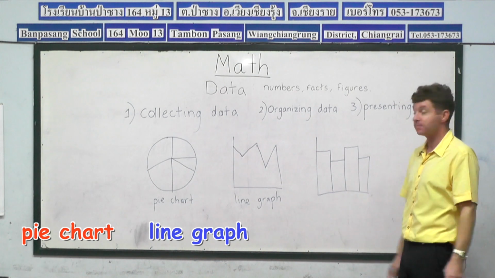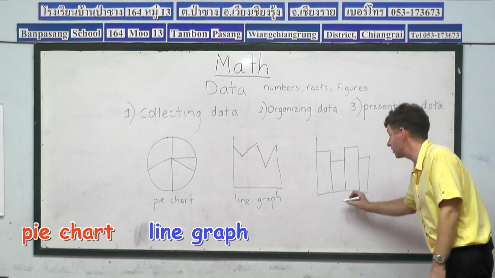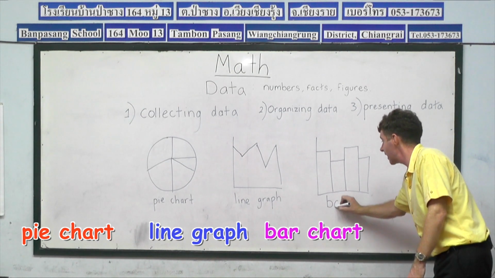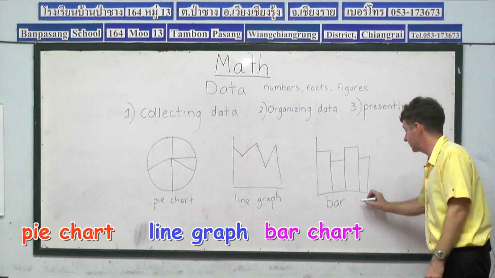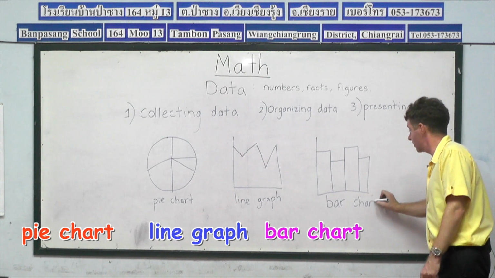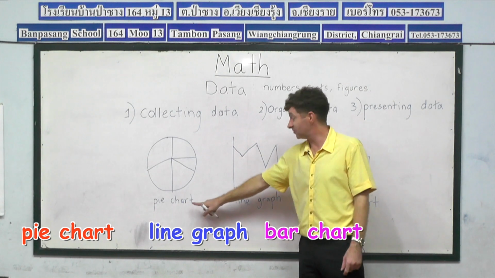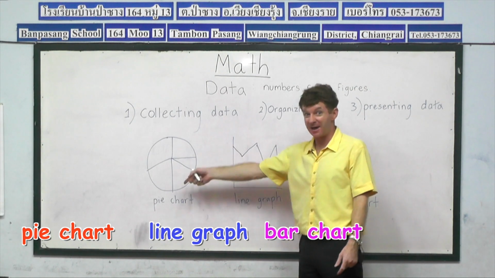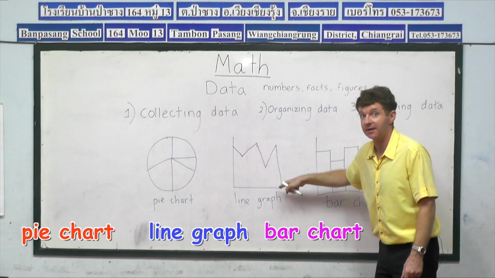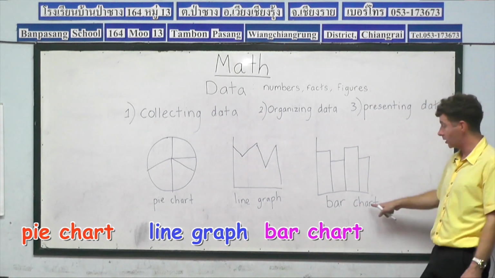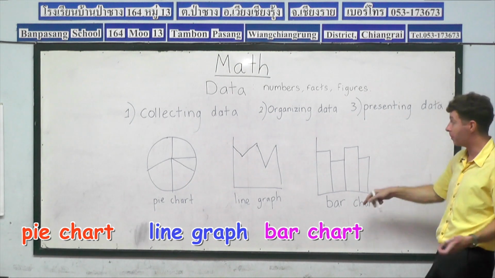It can be called both because it can be referred to as chart or graph. But the important thing to remember, B-A-R. And we're going to call it a bar chart. C-H-A-R-T. Excellent, guys. So far we have pie chart. Remember, it looks a bit like a pie. Line graph. You can see the different types of lines that connect the data. Bar chart. Each of these things here is called a bar. That's why it's called bar chart.